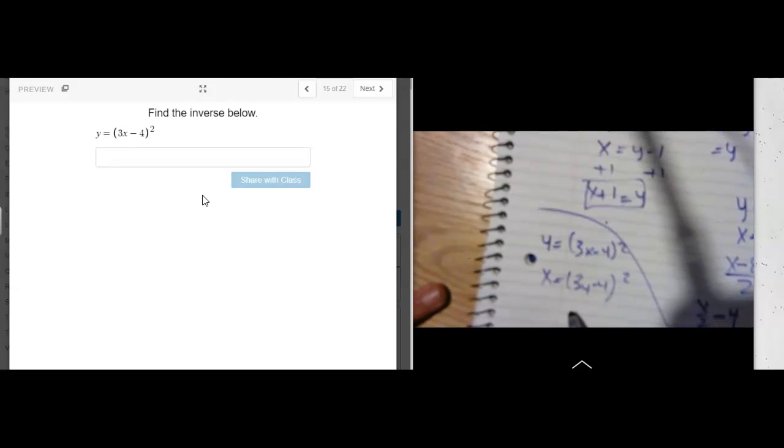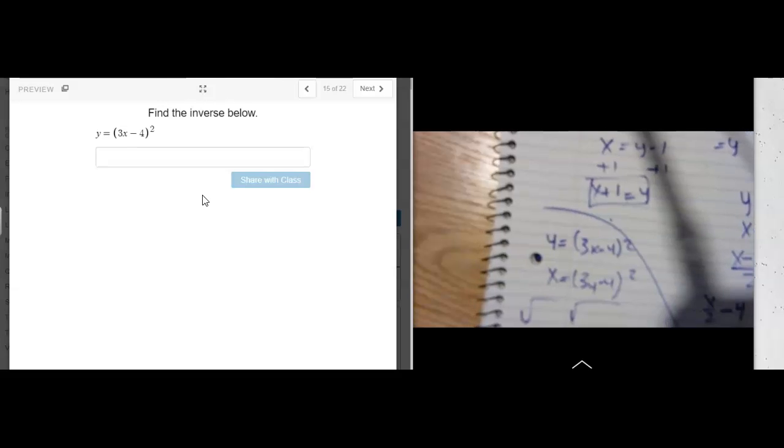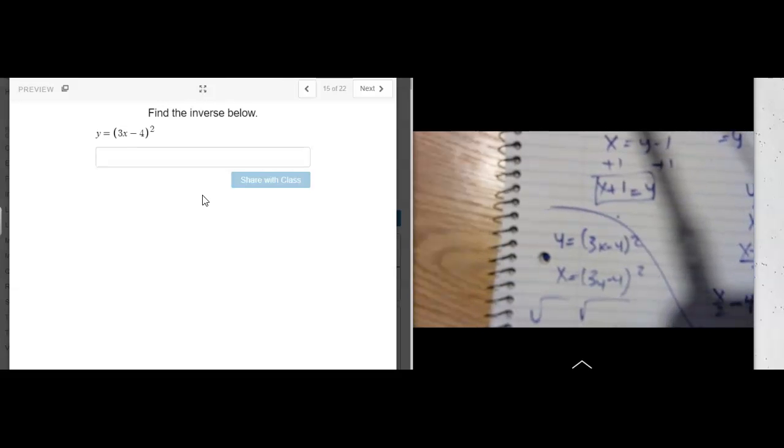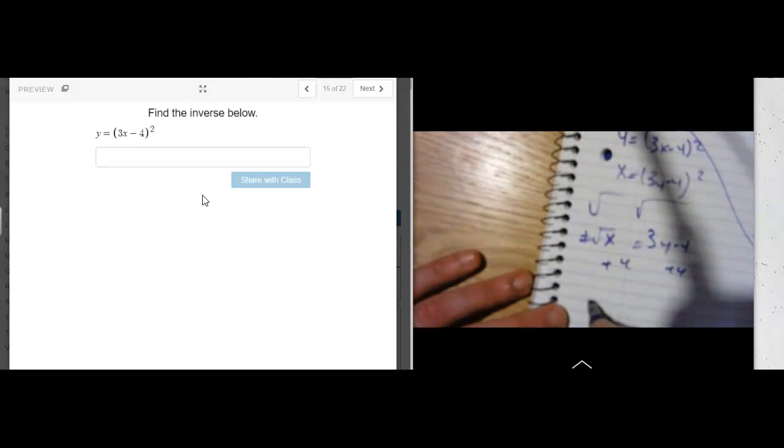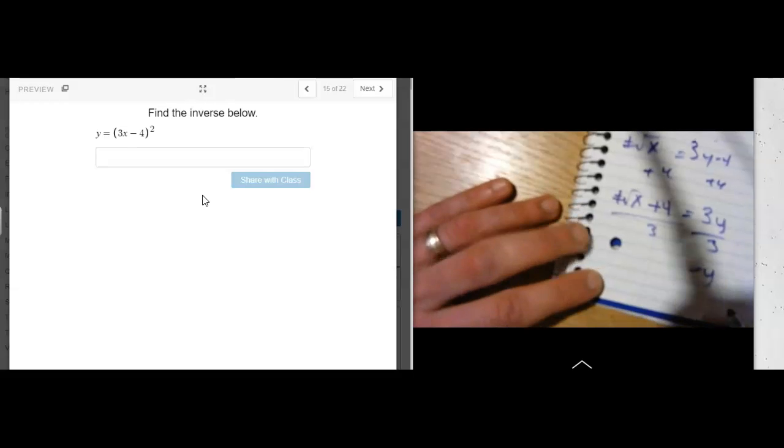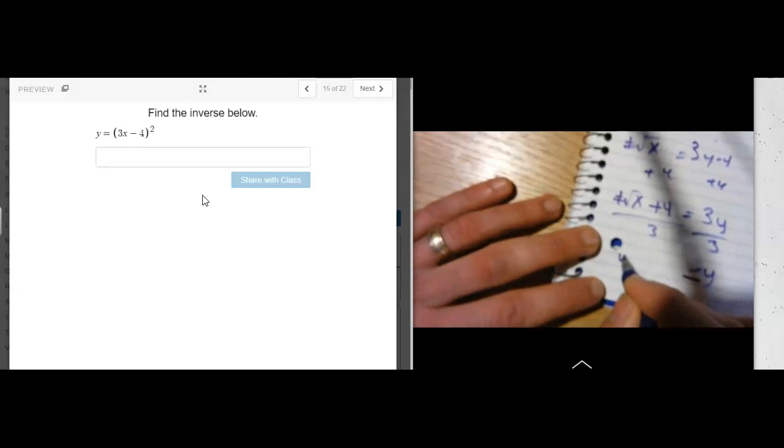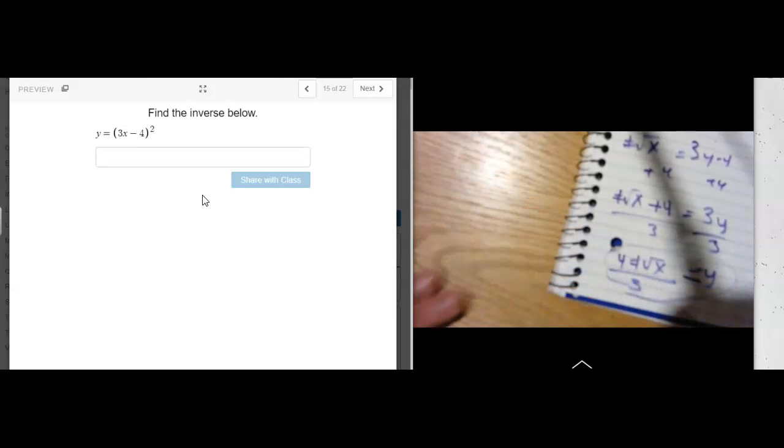So you take the square root of both sides. So square root, you're going to get 3y minus 4 is equal to plus or minus the square root of x. Okay, and then you add 4, add 4, add 4. And you're going to get plus or minus radical x plus 4 equals 3y. And then divide by 3 and divide by 3. So you're going to get y is equal to 4 plus or minus radical x over 3. It's okay if you write it like that, that's fine.